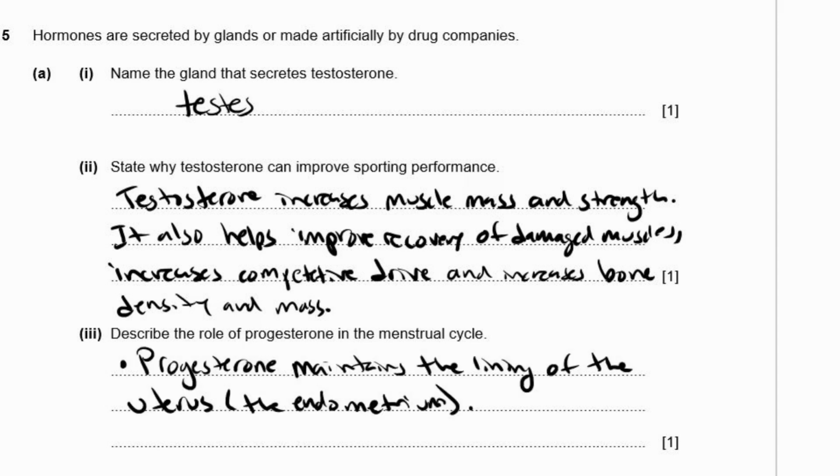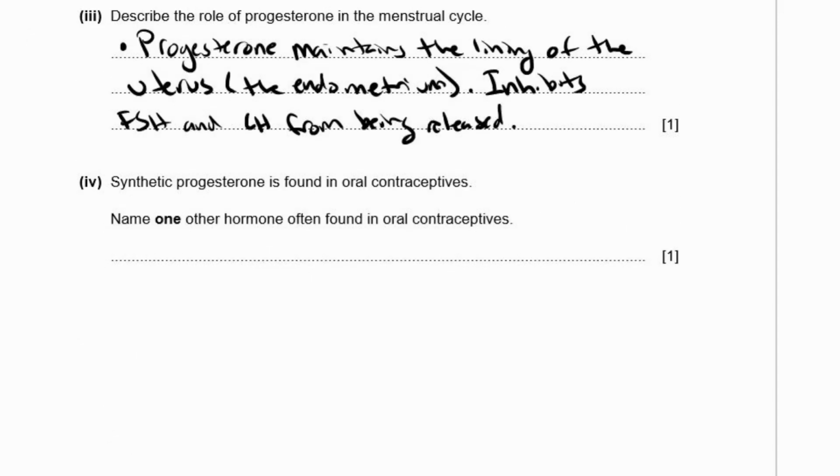Progesterone maintains the lining of the uterus, known as the endometrium, and it also inhibits FSH and LH from being released. So it inhibits FSH and LH from being released, and that's why progesterone is generally produced after ovulation. 4. Synthetic progesterone is found in oral contraceptives. Name one other hormone that can be found in oral contraceptives, and that is estrogen. Estrogen, remember? You have that sneaky little O at the front of estrogen.